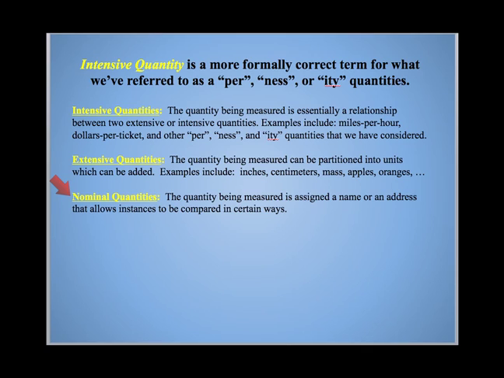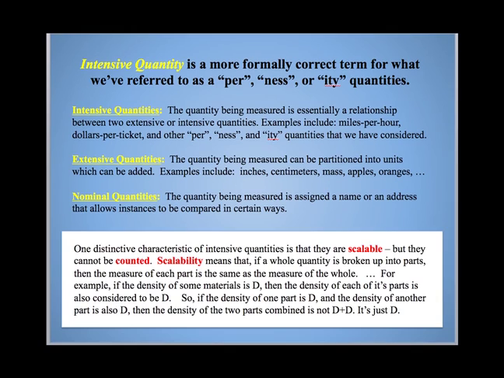For nominal quantities, the quantity being measured is assigned a name or an address that allows instances to be compared in certain ways. One distinctive characteristic of intensive quantities is that they are scalable, but they cannot be counted. Scalability means that, if a whole quantity is broken up into parts, then the measure of each part is the same as the measure of the whole.